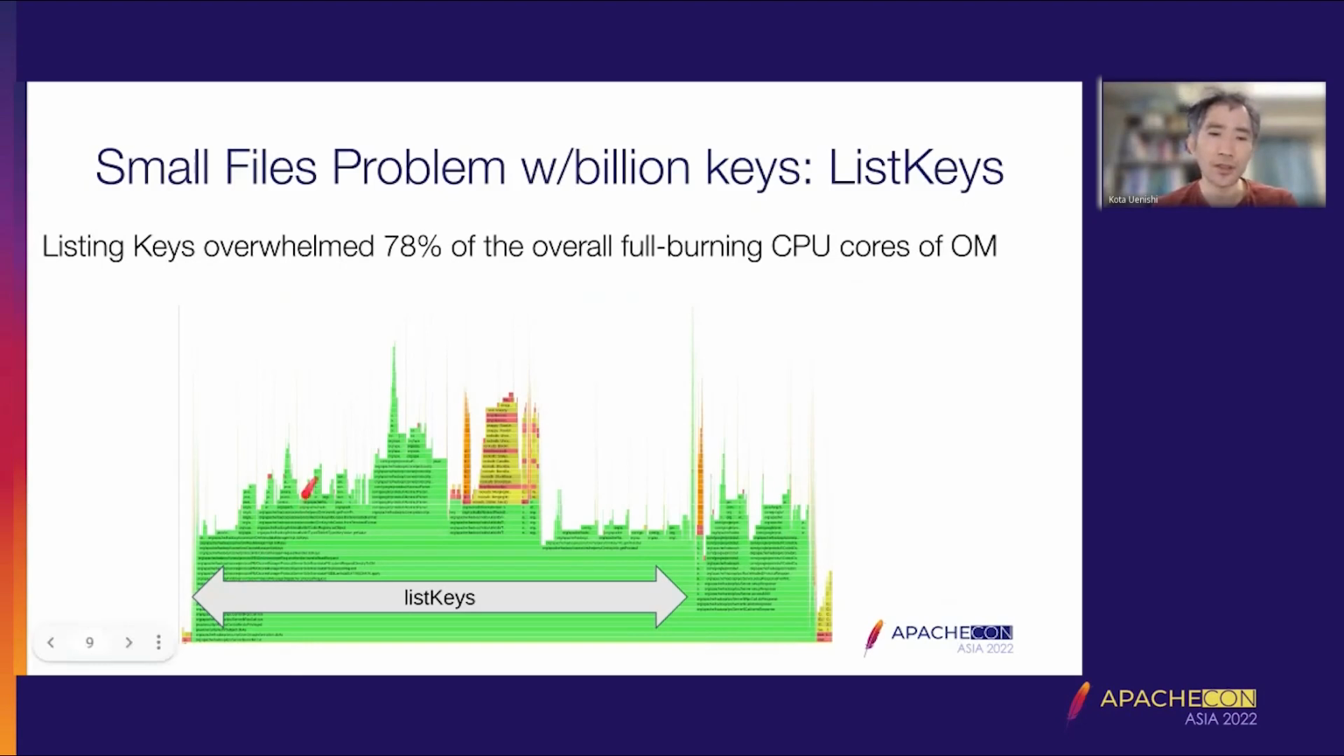This flame graph is taken from the Ozone manager using the async profiler, and 78% of it is used for ListKeys, and only a small part is for the RocksDB put and get. So more than half of the CPUs are used for decoding the protocol buffers.